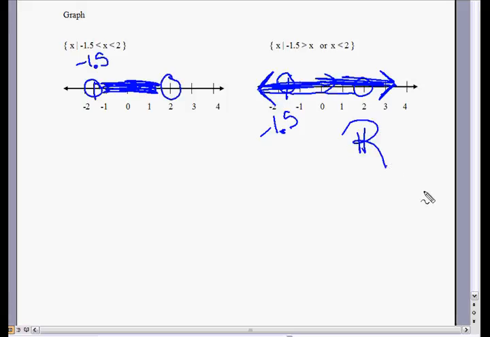So our "or" statements can have 2 arrows pointing on the outside, or they could shade everything. Our "and" statement will be trapped between 2 circles, or it'll be nothing.